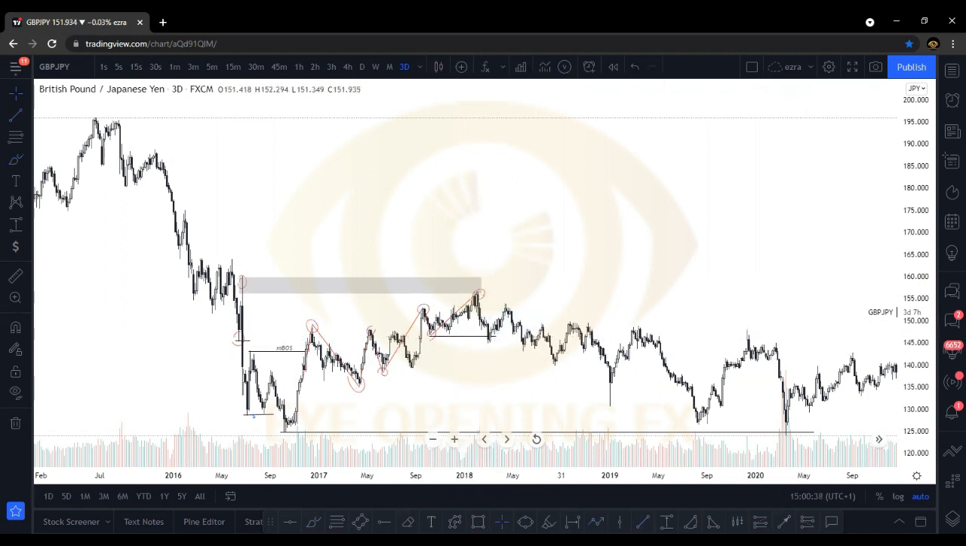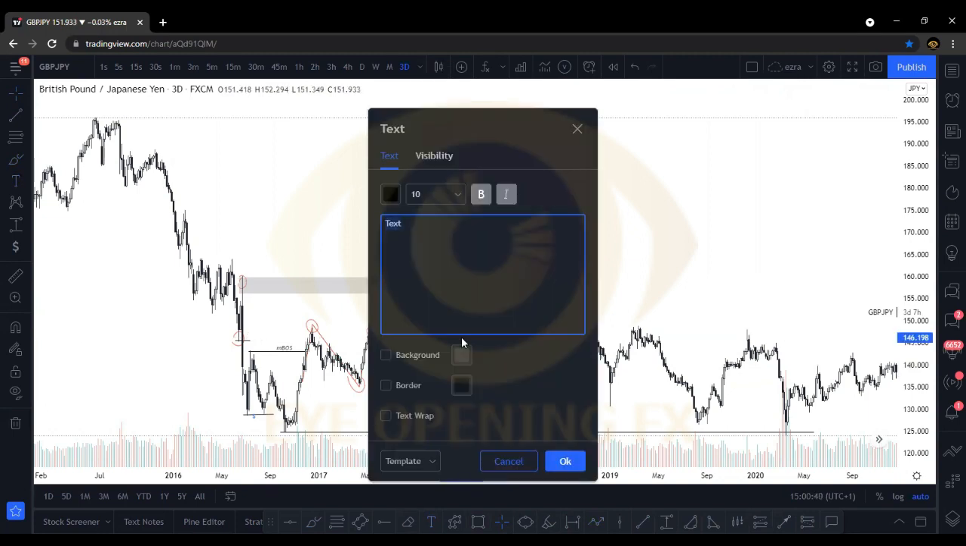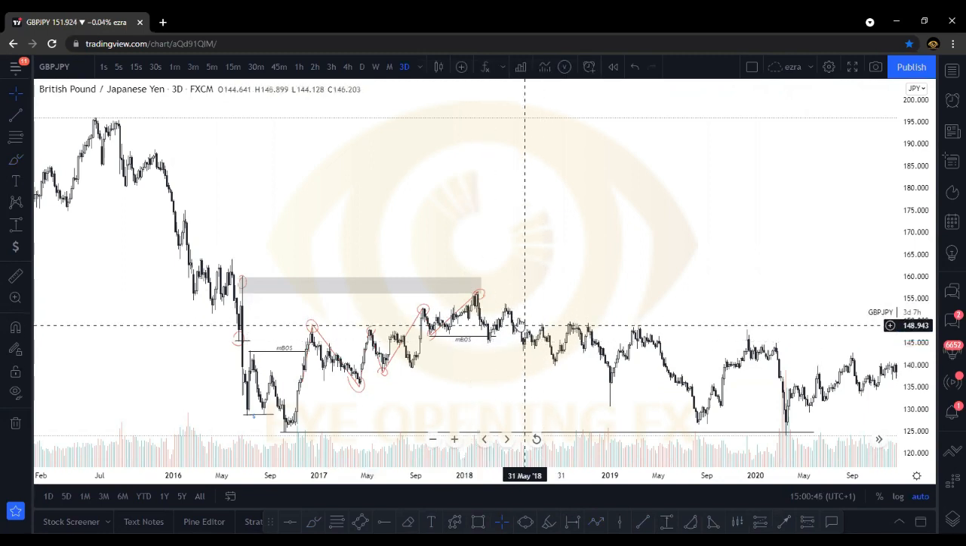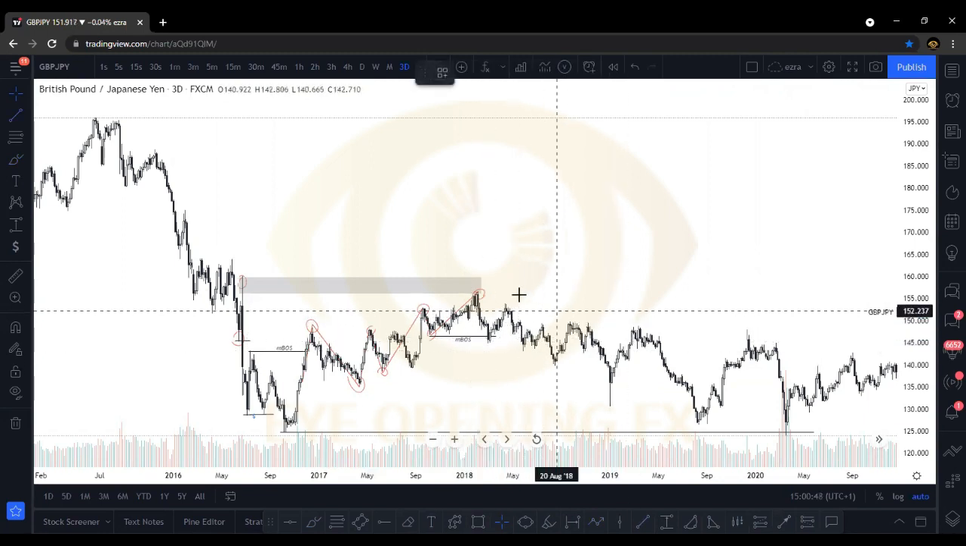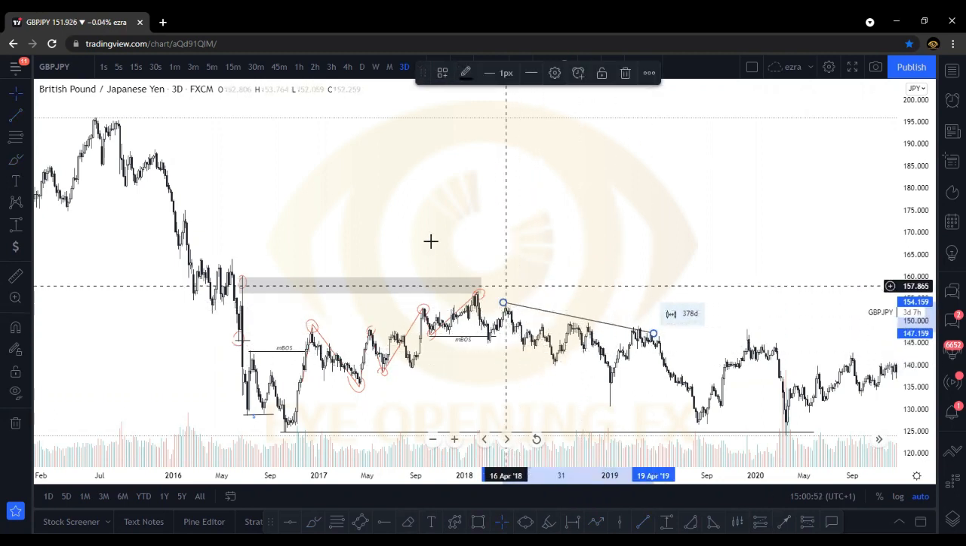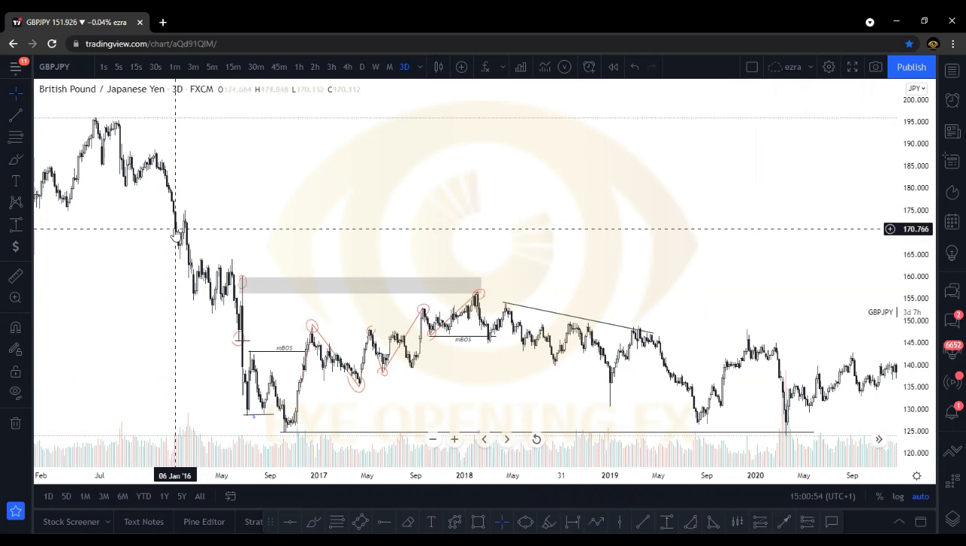So this is what we call what? A minor break of structure, MBOS. This is our what? Minor break of structure. You understand that what the market provided here is complete mitigation. The market did not give them. There's nothing like a liquidity void.